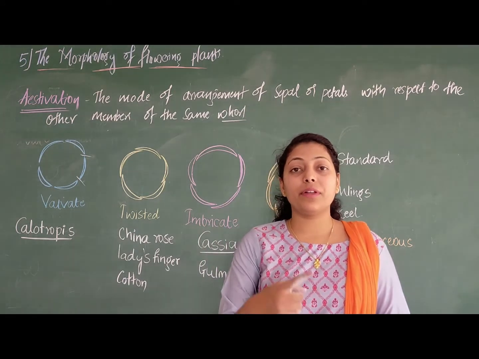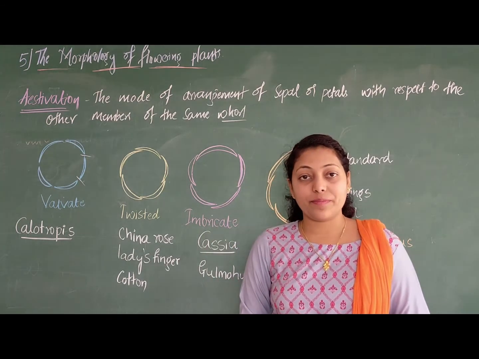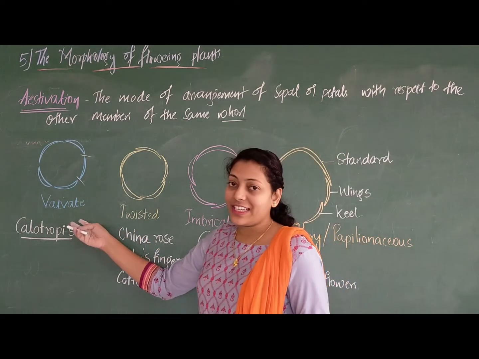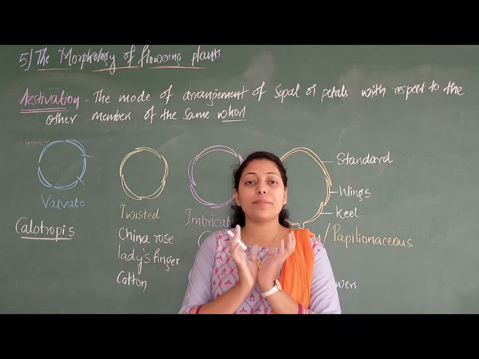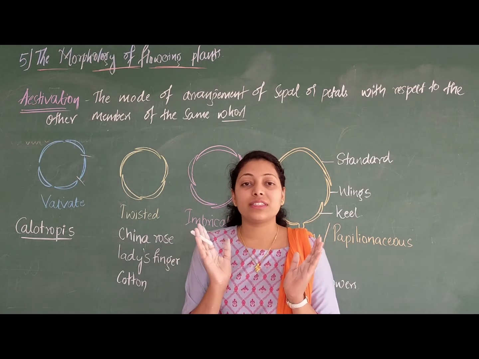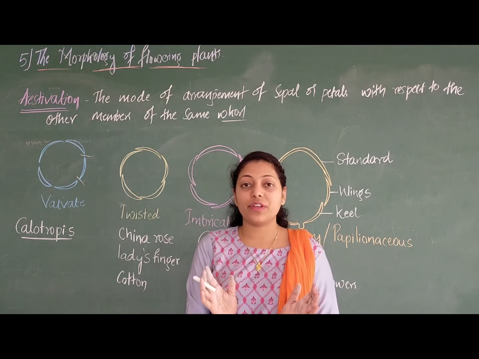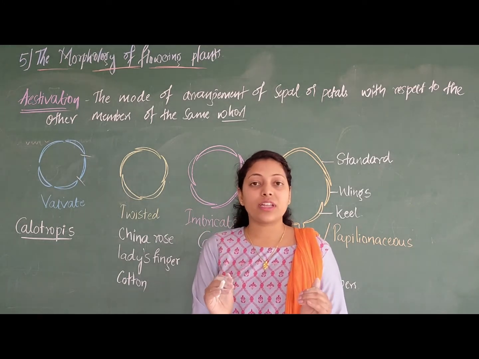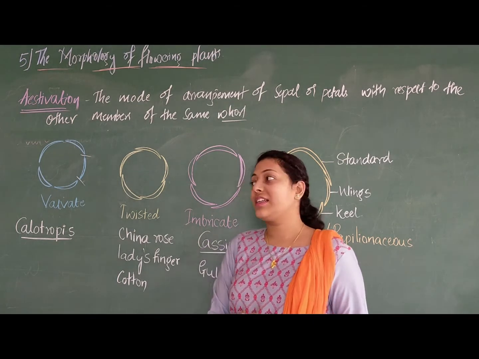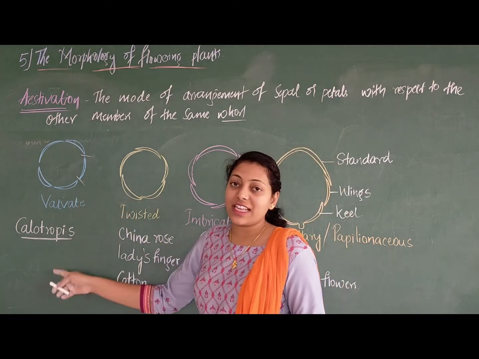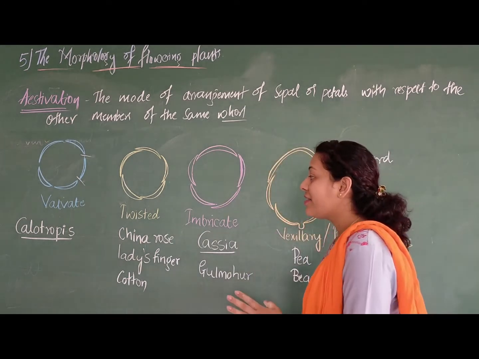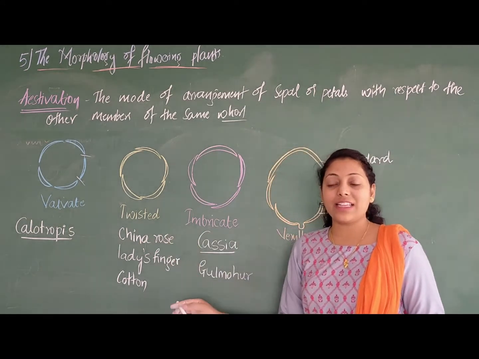Okay, when one sepal does not overlap the next sepal, that is called valvate aestivation. The sepals or petals just reach towards the periphery to meet each other, but without overlapping. That is called valvate aestivation. An example is Calotropis.